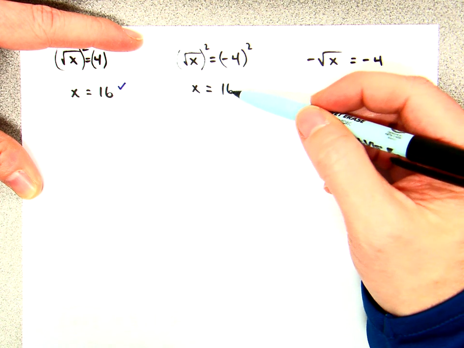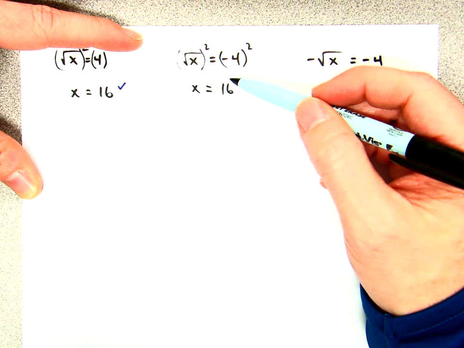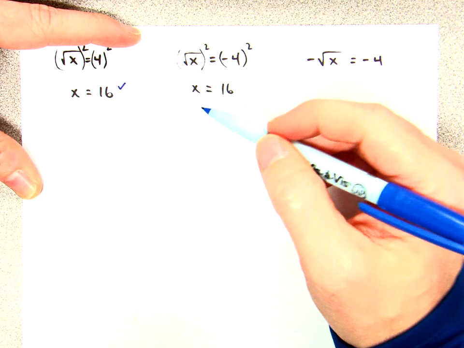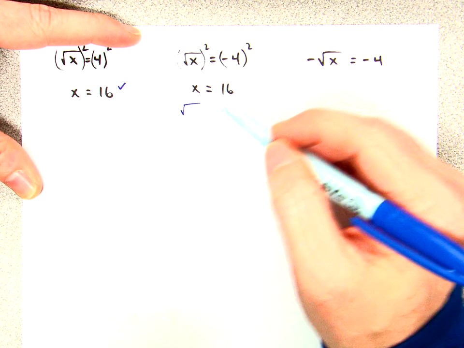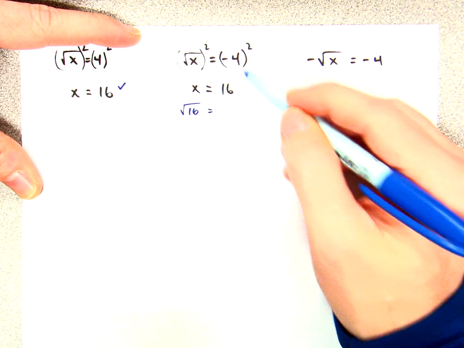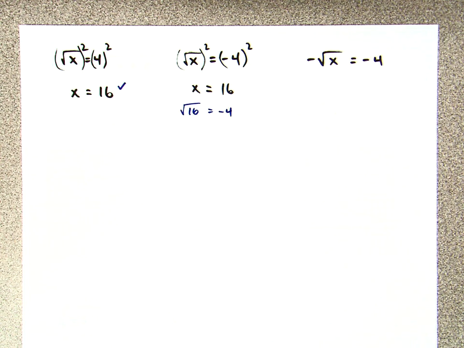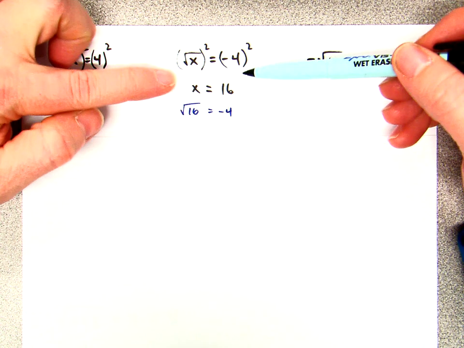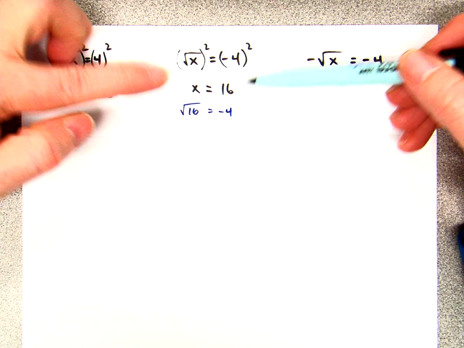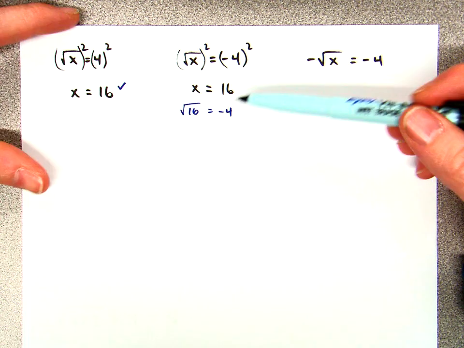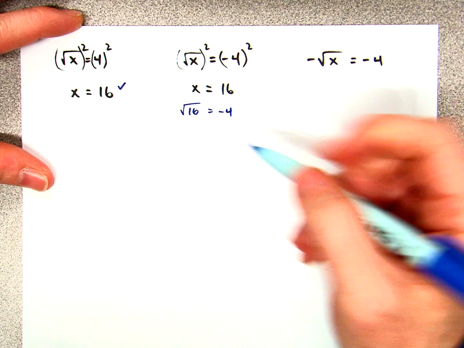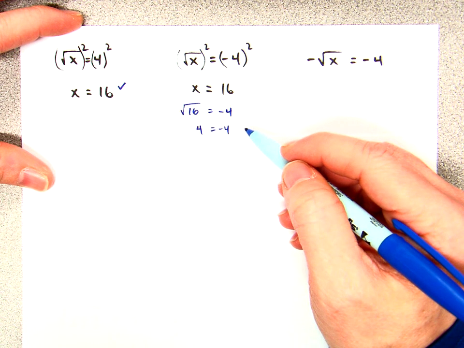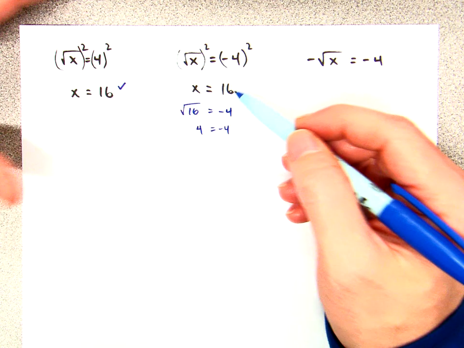But for it to be a real solution, I would need to plug it in, and it would actually have to make the left side equal the right side. So if I look at this one, the square root of 16 needs to be equal to -4. When we're doing these, we're always going to plug them back into the original equation, not any of the prior steps below it. Always the original one. Now, we know that the square root of 16 is 4, and 4 does not equal -4, so that means 16 isn't really a solution.